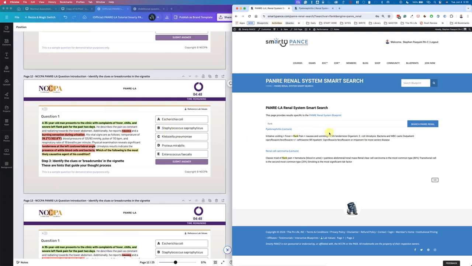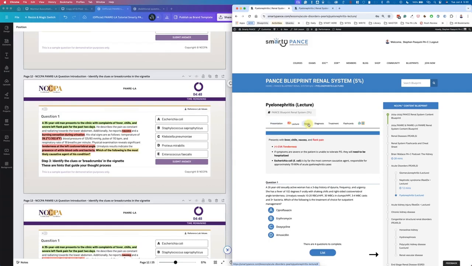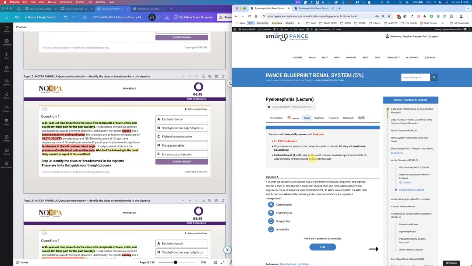Wow, look at that. Now, I might not go off that. I want to go into that lecture and just maybe check the topic. I can do this all very quickly. I click pyelonephritis. Okay, like I said before, here's the vignette. Looks very much like this patient. And where could I find the most likely cause? Usually things like causes are going to be in the pearls and maybe in the diagnosis section too, but let's go ahead and click pearls here and see what we got. So fever, chills, nausea, flank pain, all highlighted, CVA tenderness highlighted. And there we are. E. coli is by far the most common causative agent, 70 to 80% of cases.